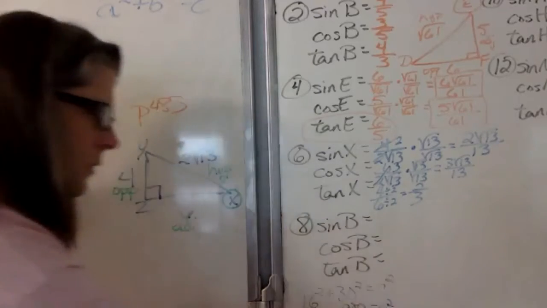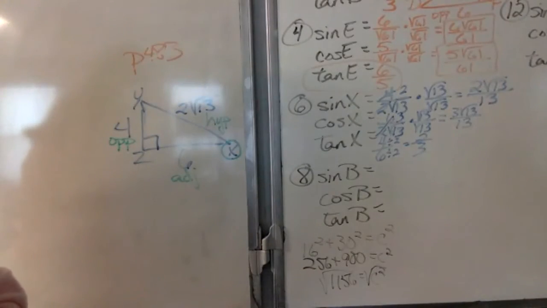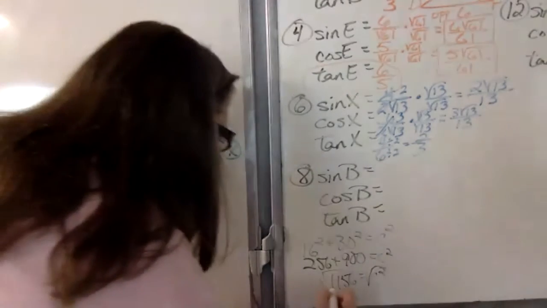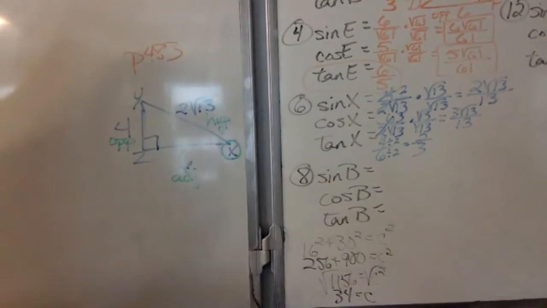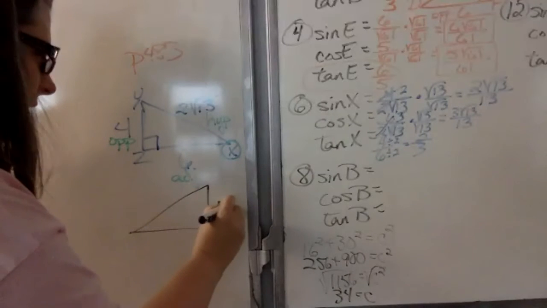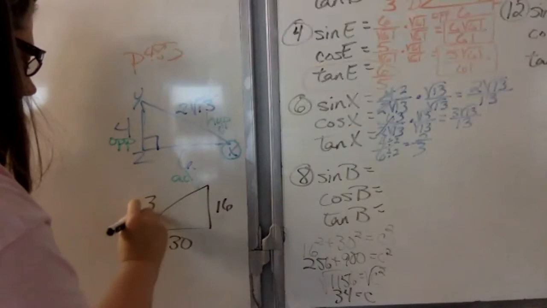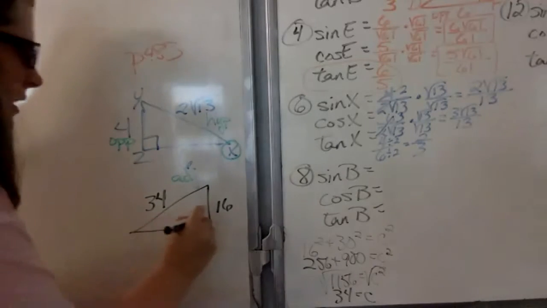Now the opposite of squaring something is taking the square root. So we take the square root. Square root of 1156 is equal to 34. Okay? So your triangle looks like this. This was 16, this was 30, and now this is 34 we found. Okay? So this is my triangle.